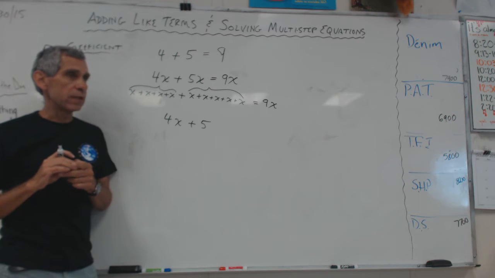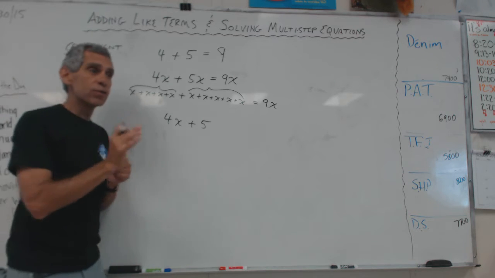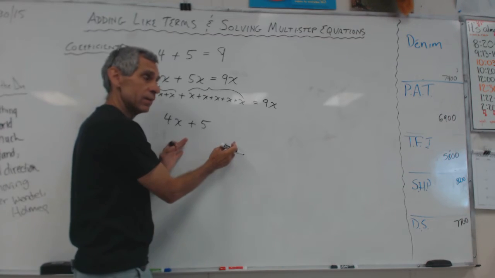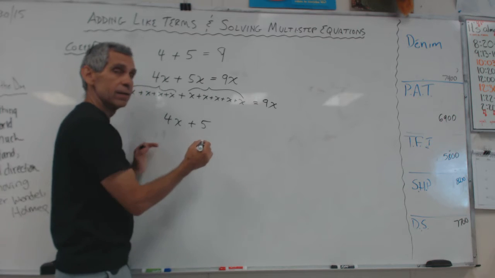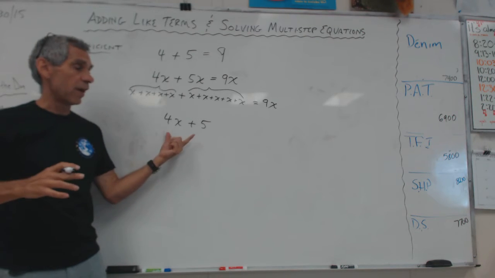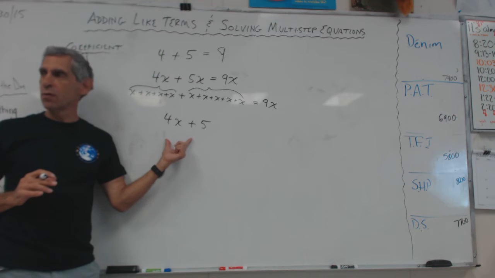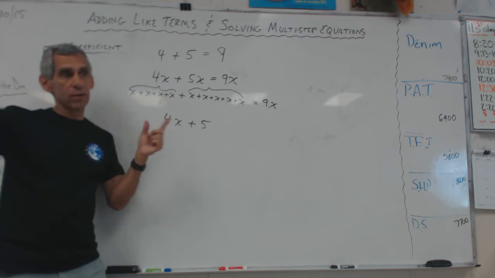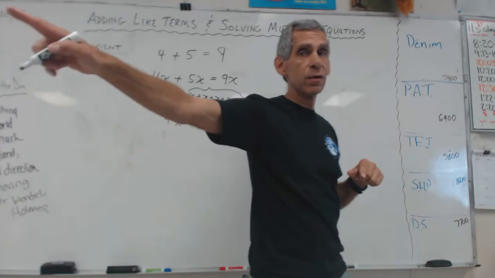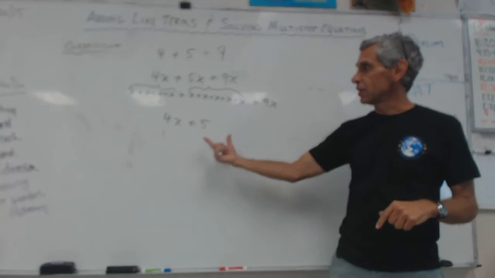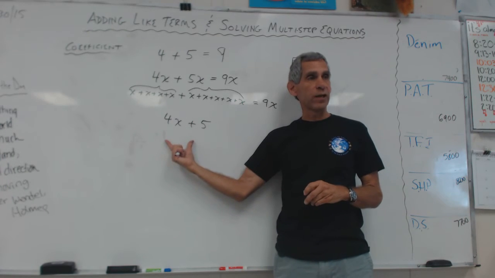What do you mean, each side? Where are there sides? There's no equal sign. An equal sign gives you sides, right? But there's no equal sign. Therefore, this is not an equation, it's called an expression. Remember that? It's a mathematical expression.